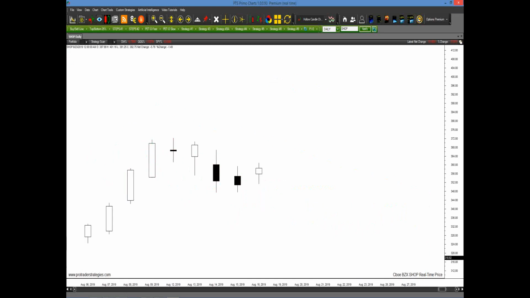All right, how about Shop? Once again, someone looking at this would say, well, it looks like it's topped out maybe, but if we apply the Pet Dee, we have a series of green bars, one red bar, followed by another green bar. That is an uptrend setup.